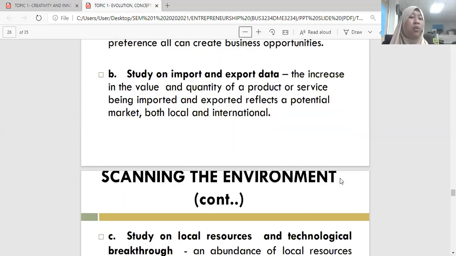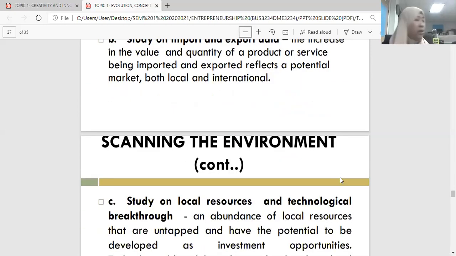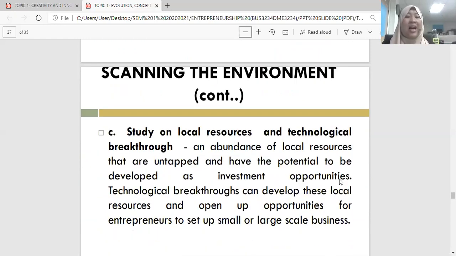All right, so we're moving to the C factor: study on the local resources and technological breakthrough, and abundance of the local resources that are untapped and have the potential to be developed as investment opportunities. They say here that technological breakthrough can develop these local resources and open up opportunities for entrepreneurs to set up small or large scale businesses. The most important thing in this part is we study the local resources, for example local labor, and what they have the potential to do. I give a very simple example.